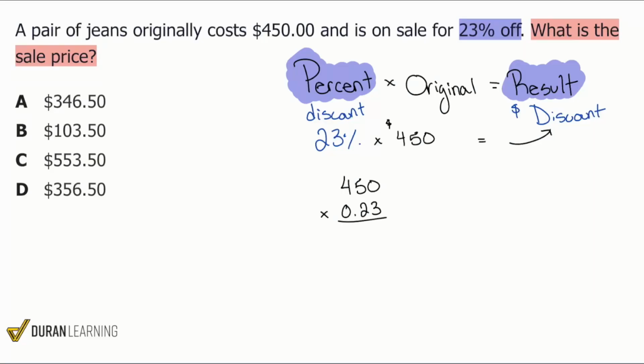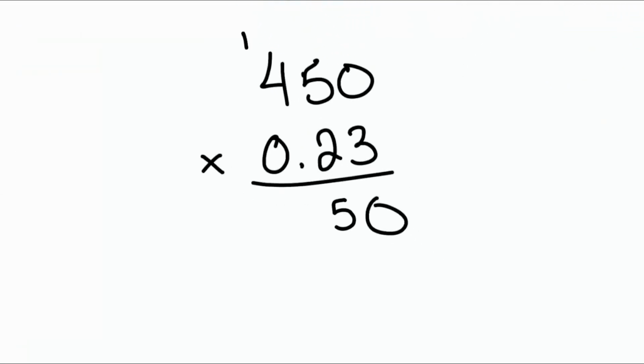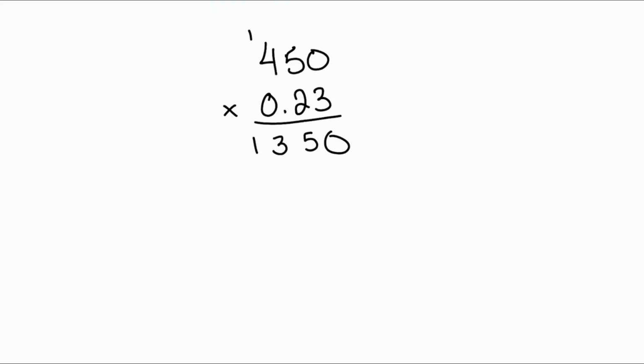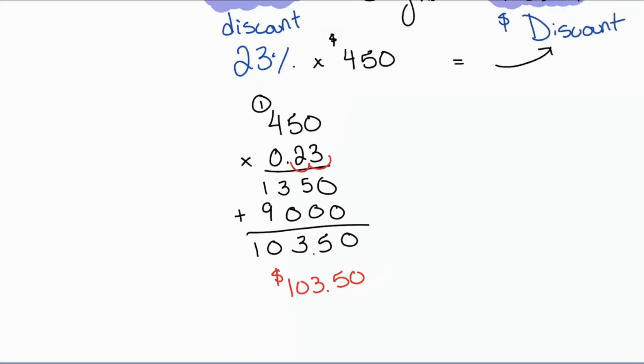Going ahead and solving this, we get 0 multiplied by 3. 5 multiplied by 3, which is 15. 4 multiplied by 3, which is 12. Carry the 1 is 13. And then from there, we'll drop a 0 and we'll continue on. We have 0 multiplied by 2. 5 times 2 is 10. Carry the 1. And then we have 4 times 2 is 8. Carry the 1 is 9. Add all of this together and we get 0, 5, 3, and 10. Bringing back 2 decimal places, we now have $103.50.